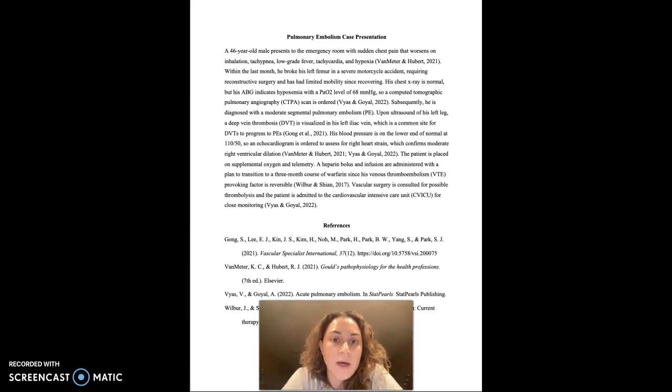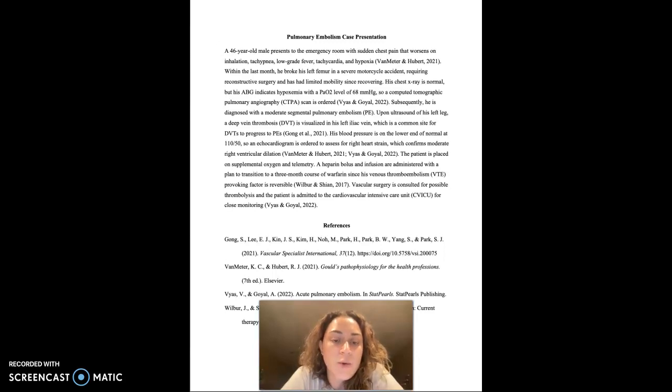A 46-year-old male presents to the ER with sudden chest pain that worsens on inhalation, tachypnea, low-grade fever, tachycardia, and hypoxia. Within the last month, he broke his left femur in a severe motorcycle accident, requiring reconstructive surgery, and has had limited mobility since recovering.